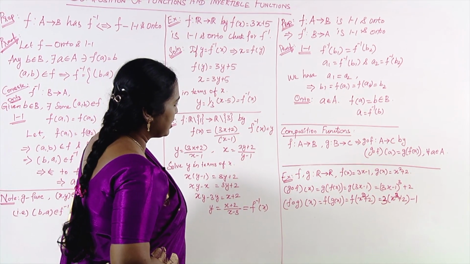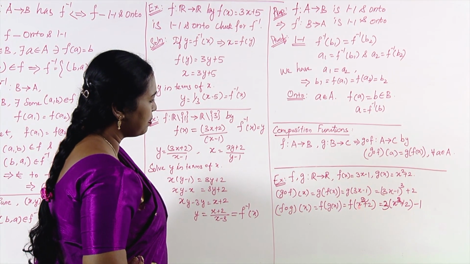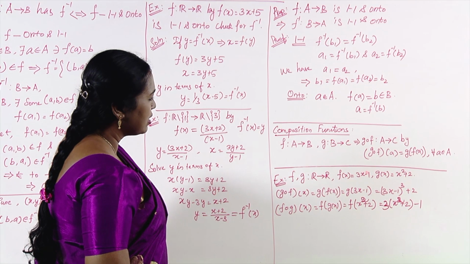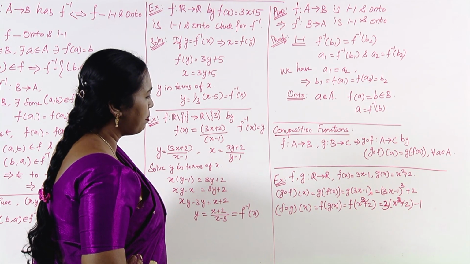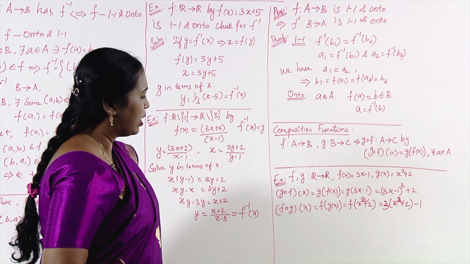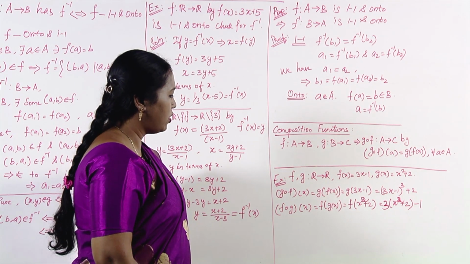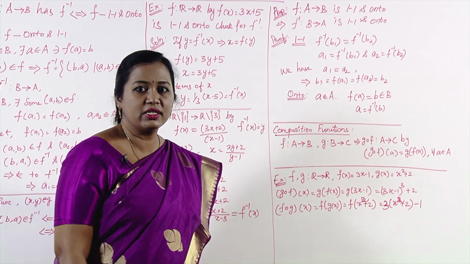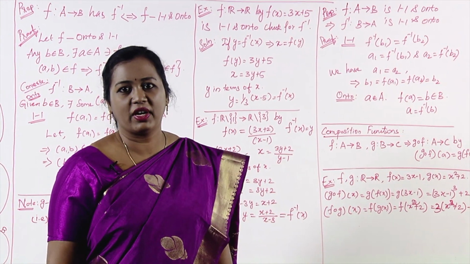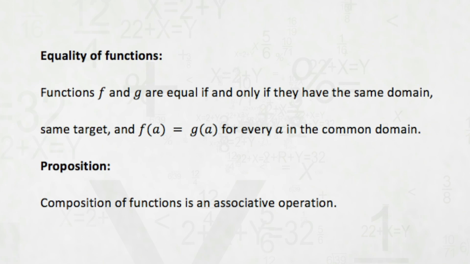f of g of x is f of x squared plus 2. I have just substituted this term here. So, 3 times, instead of x, I have x squared plus 2 here. I just plug in that value here. So, 3 into x squared plus 2 minus 1. You can expand and get the answers for f of g of x and g of f of x. So, this is how you do composition of functions. Next, we shall see about equality of functions.